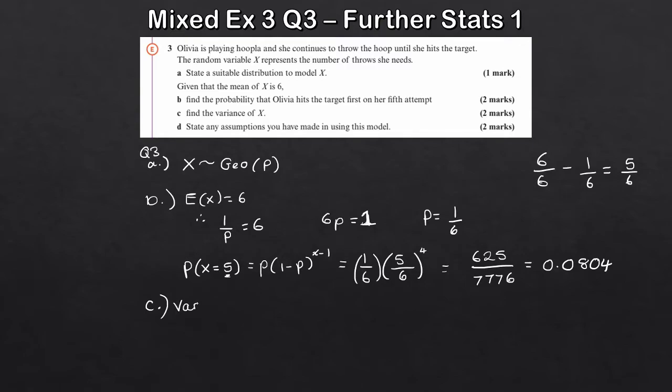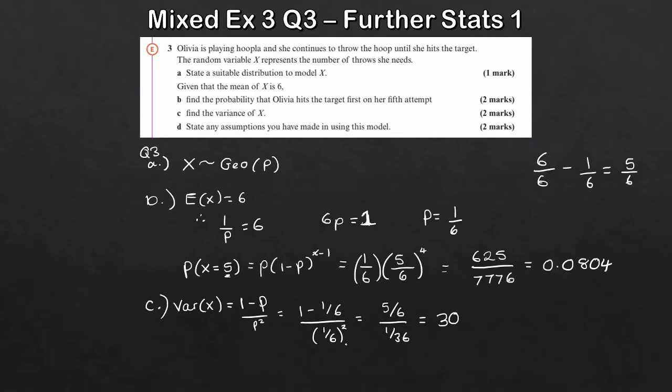So we've got the mean, let's work out the variance of X now. Remember, the formula is 1 minus P over P squared. P is 1 over 6, so this is 1 minus 1 over 6 divided by P squared, which is 1 over 6 squared. Do all this on your calculator, but my numerator will be 5 over 6 and my denominator will be 1 over 36. Put all this on your calculator, or simplify it by hand, and you'll get 30 for the variance.